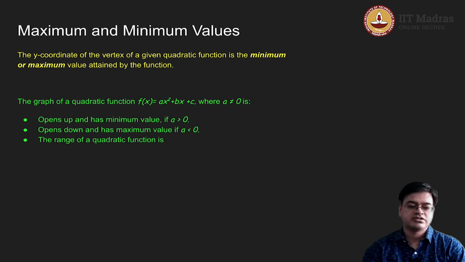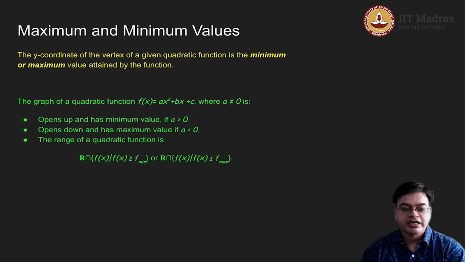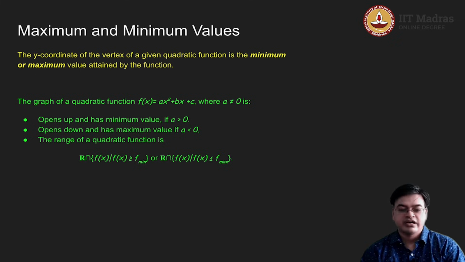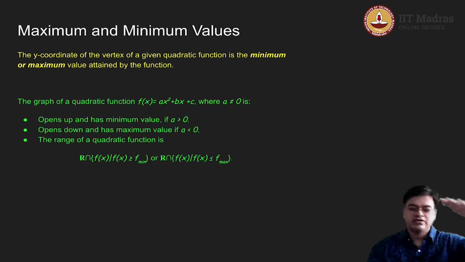I can denote this using set theoretic notation as the set of real numbers R intersected with the set of all f(x), that is y values, such that f(x) is greater than or equal to f min when a is greater than 0, or if a is less than 0, it is the set of real numbers intersected with f(x) such that f(x) is less than or equal to the maximum value that f has achieved.